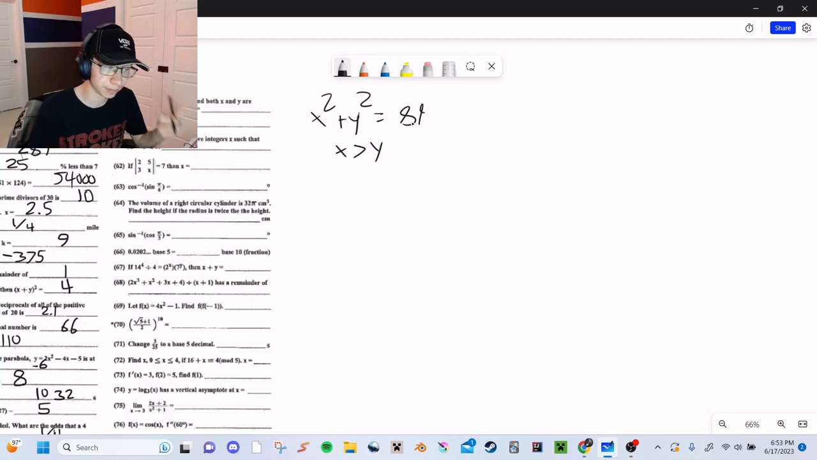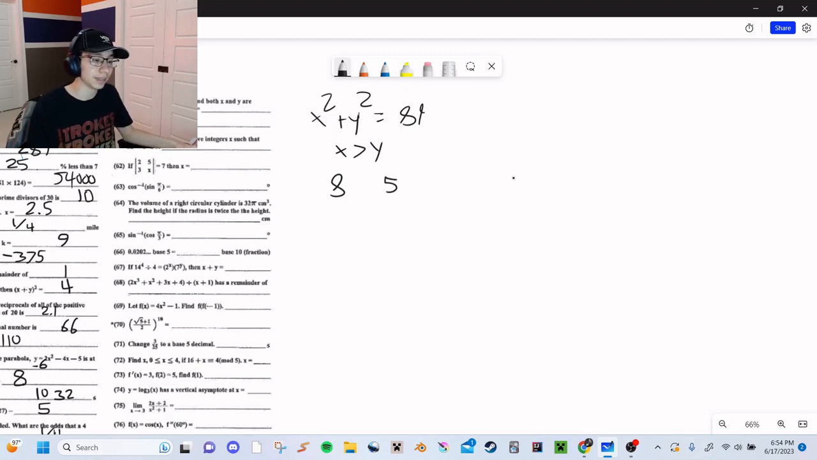Okay, can I use 9 squared? No. What about 8 squared? 8 squared is 64 plus 5 squared. That would work. And because x is greater, x has to be 8, and 5 has to be y. So y has to be 5. That's our answer. It's a pretty easy question.